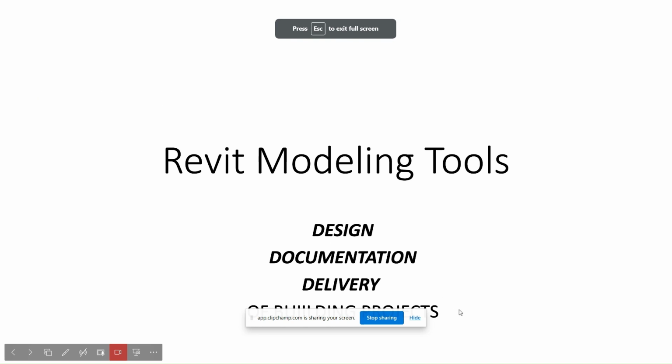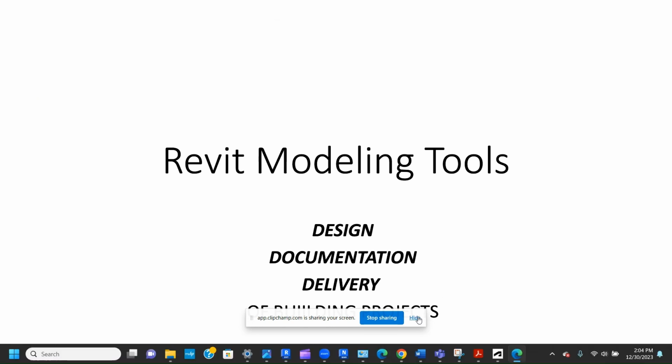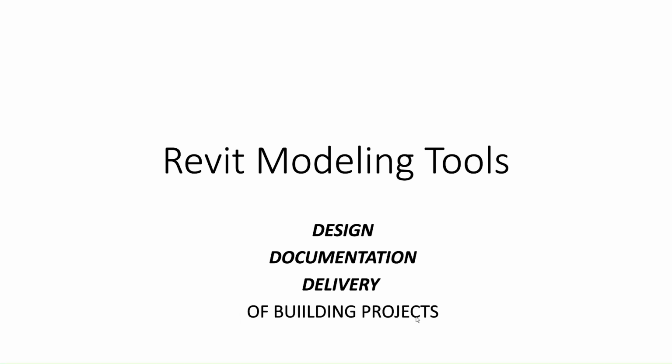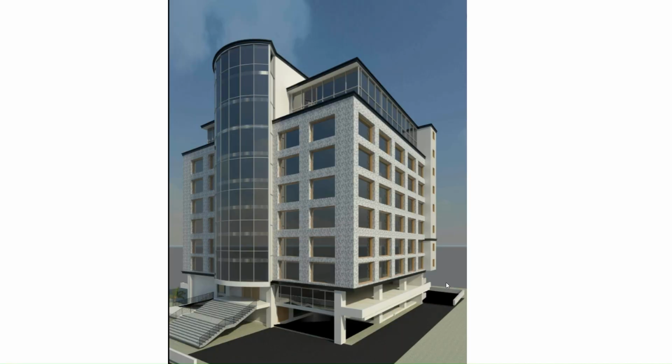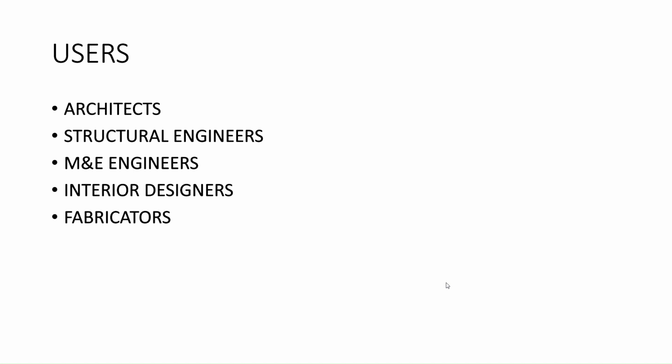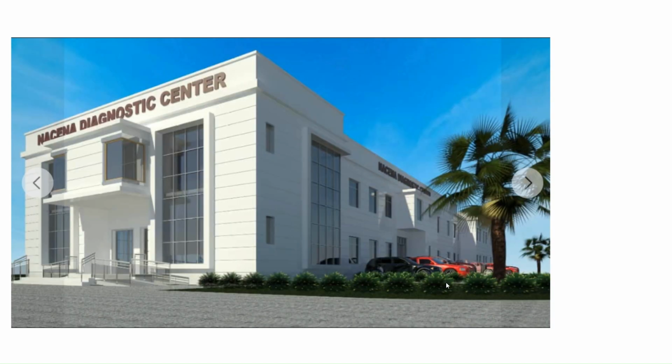Revit is a modeling tool used for design, documentation, and delivery of building projects. This is a model of an office building done with Revit. Revit is used by architects, structural engineers, mechanical engineers, interior designers, and fabricators. This is a help project done with Revit.